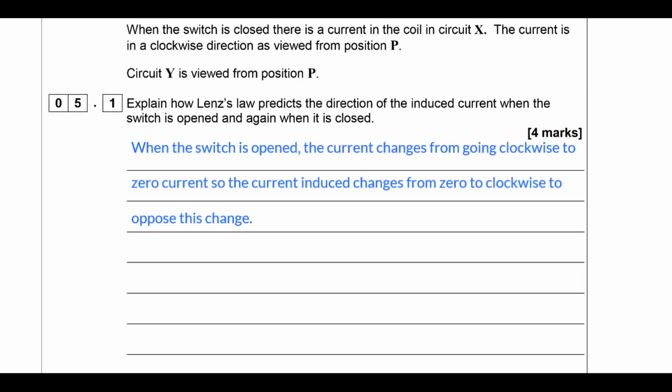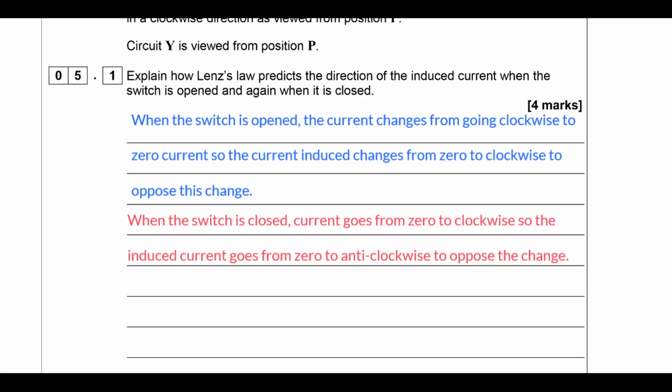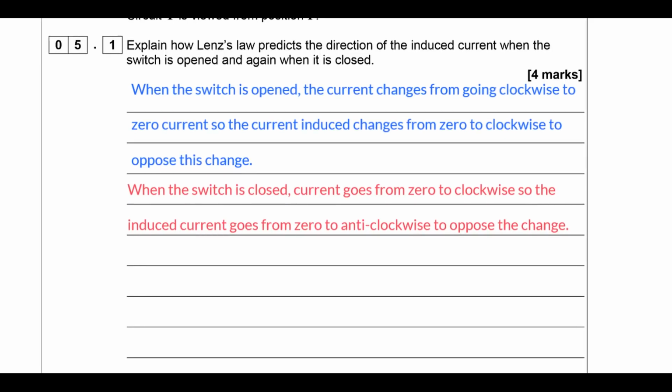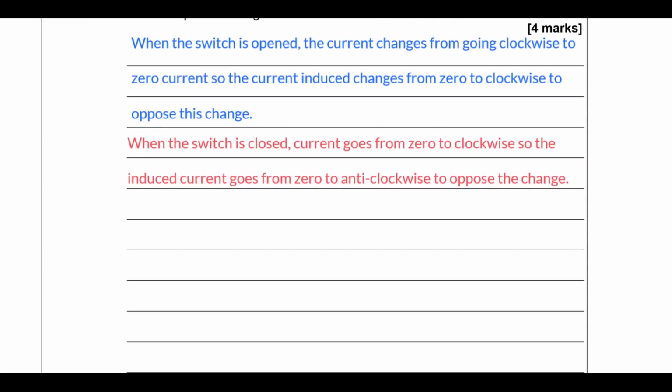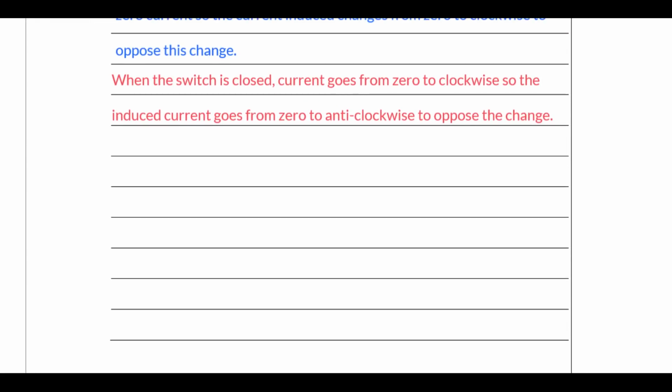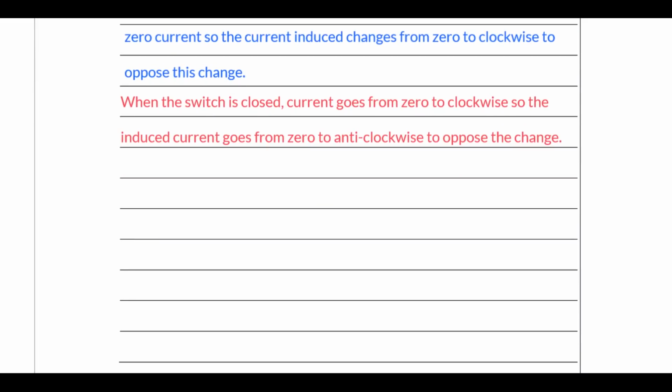Then if we look at when the switch is closed, that's what we've got when the switch is closed too. So again, the change is always opposite to what happens in the primary coil, if you want to call it that. Okay, so let's move on to 5.2.